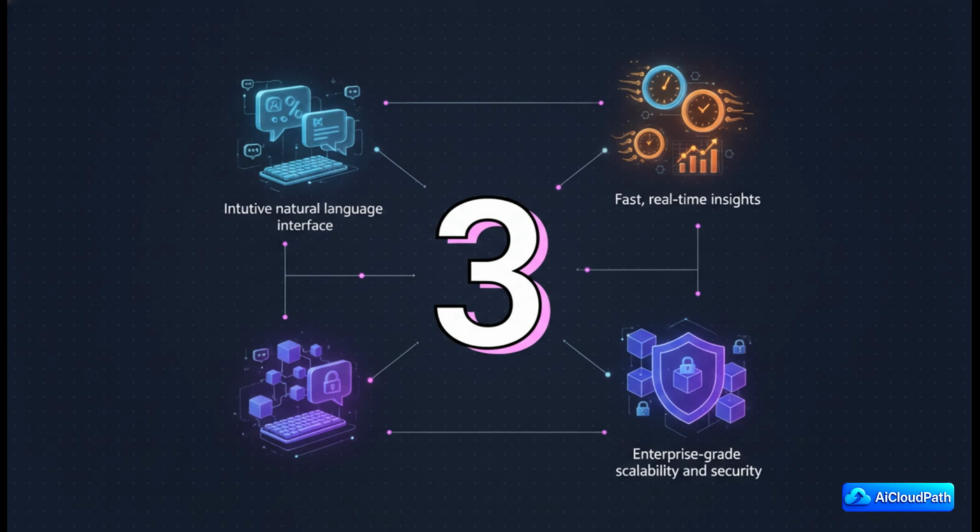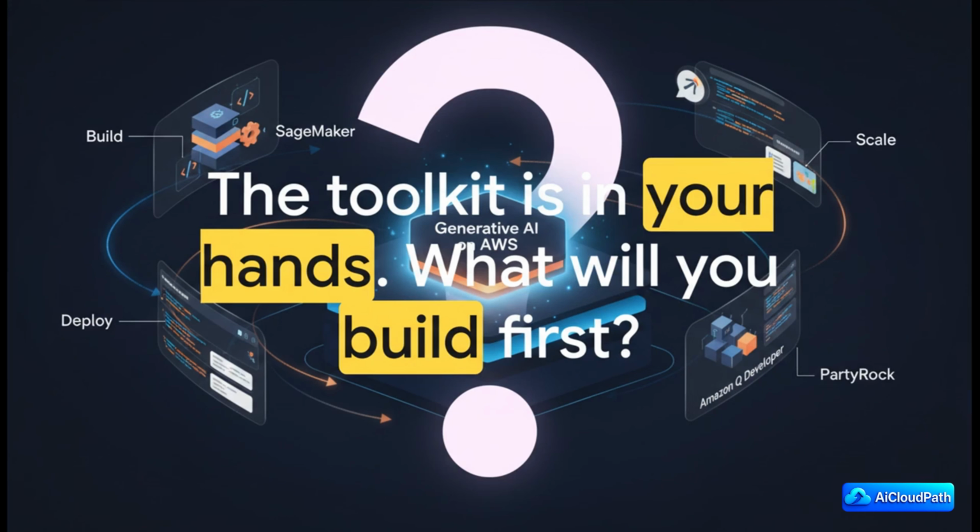So when you boil it all down, the promise of Amazon Q, whether it's for business users or developers, comes down to these three core things. First, a natural language interface. You can just talk to it. Second, you get fast, real-time insights. And third, it's all built with that enterprise-grade scalability and security that AWS is famous for. It's the whole package.